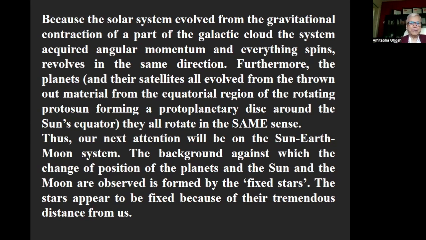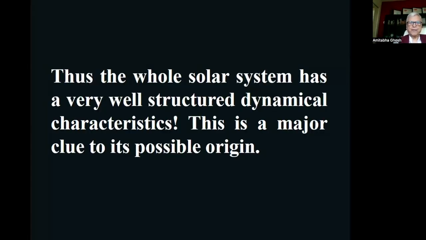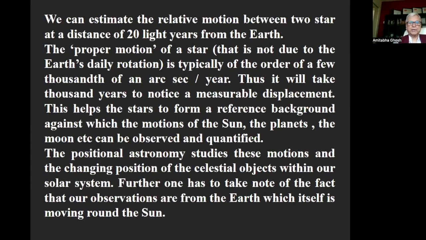Thus, our next attention will be on the Sun Earth Moon system. The background against which the change of position of the planets and the Sun and the Moon are observed is formed by the fixed stars. Now, this whole solar system has a very well structured dynamical characteristics, and this is a major clue to its possible origin.